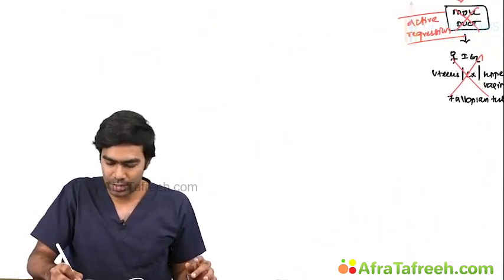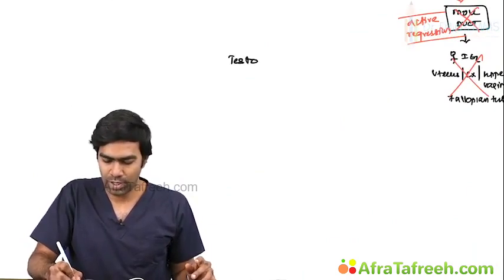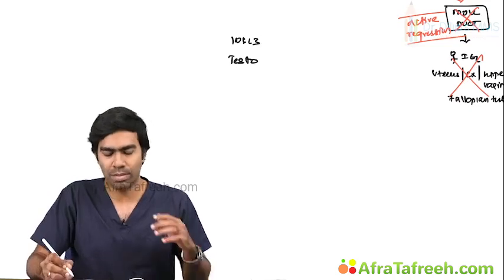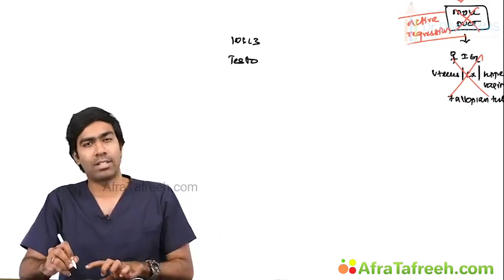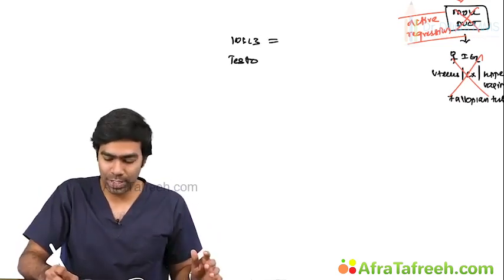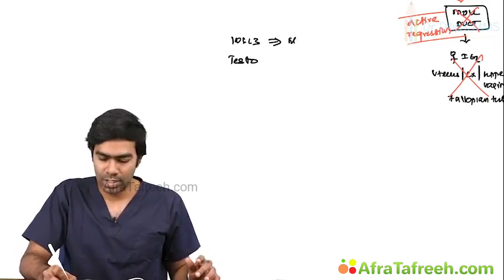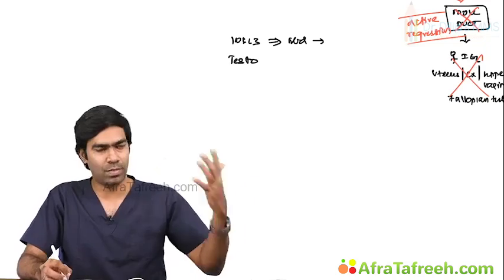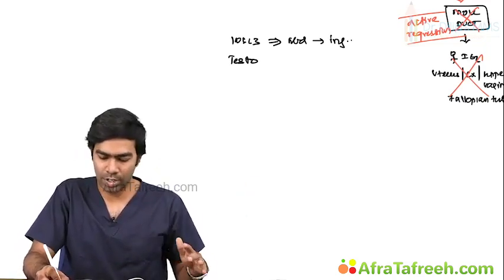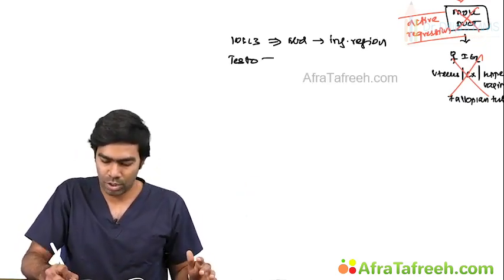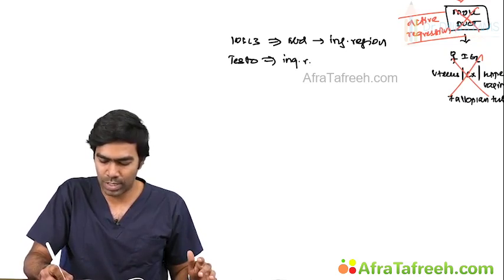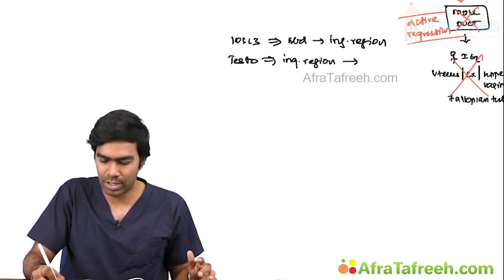So I can write this: testosterone is important, and at the same time insulin-like factor 3 is also important for descent of the testis. But up to what level? Insulin-like factor 3 is the main reason for the movement of the testis from the abdomen up to the inguinal region, and testosterone is important for the movement of the testis from the inguinal region to the definitive location, that is the scrotum.